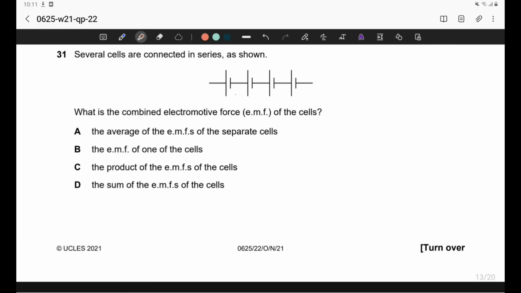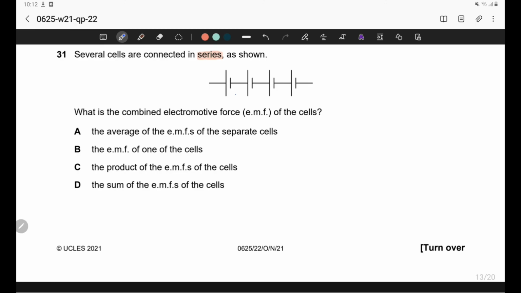Question 31. Several cells are connected in series as shown. What is the combined electromotive force of the cells? So here 4 cells are connected in series as we can see. So what will be the resultant EMF?